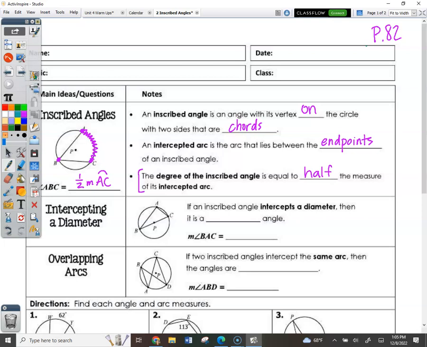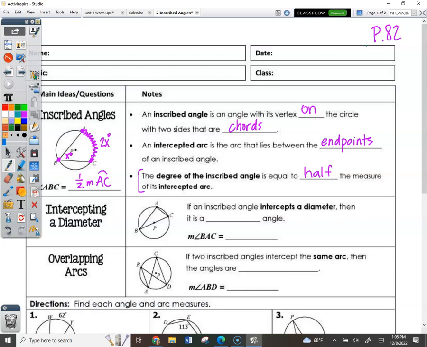Now, here's what I want you to fill in on your notes. We're going to put an X here with a degree symbol. And then we're going to go to the outside of the circle and we're going to write something next to that shaded arc. If the angle is X, then the arc is 2X. If the arc is 2X, then the angle is X.